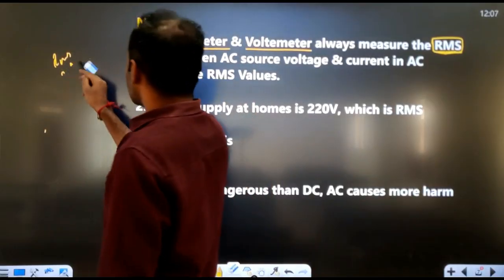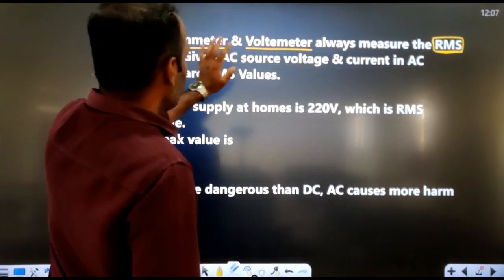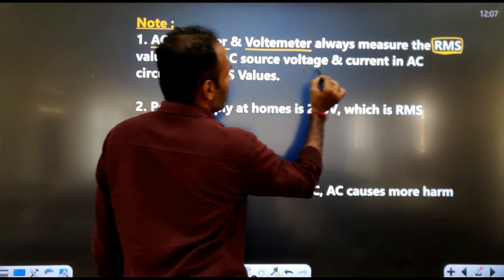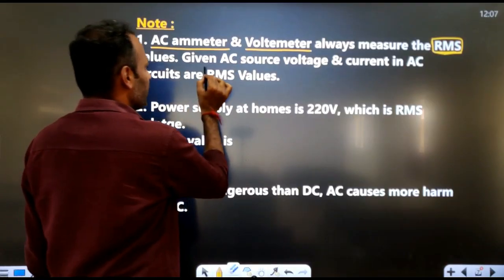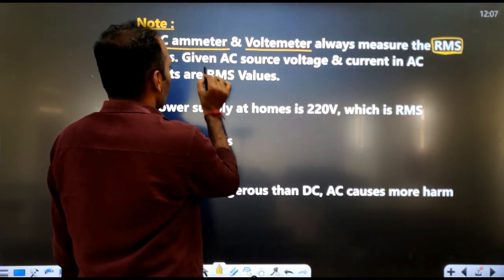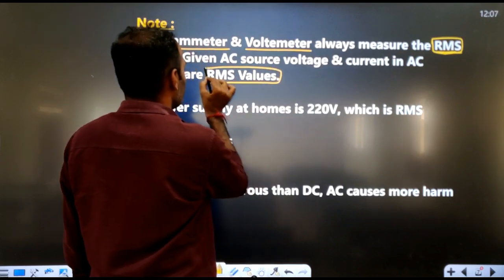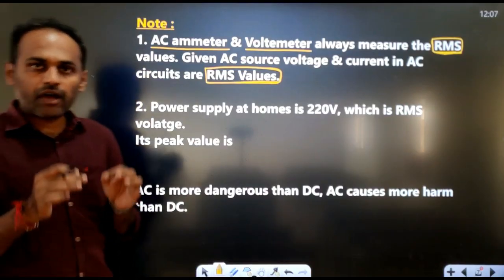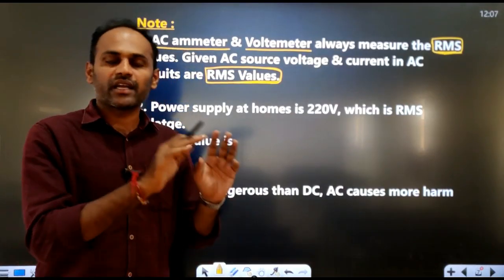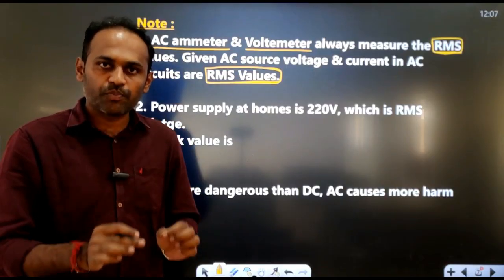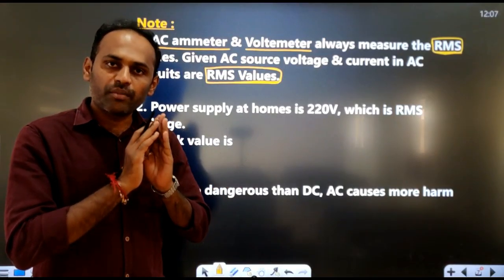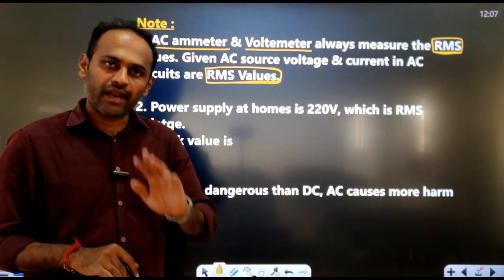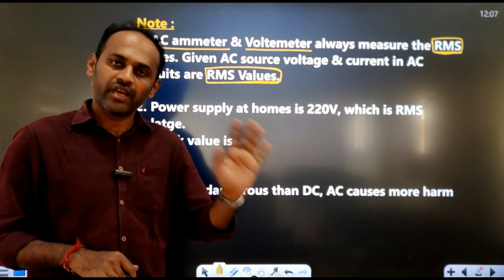So we got to know all AC ammeters and voltmeters will measure RMS values only. Given AC source voltage and current in the AC circuits are RMS values only. All given values are also RMS values only. If they have mentioned it as average value, take it as average value. If it has been mentioned as peak value, take it as peak value. If they have not mentioned anything in the question, directly 220 volt, directly 20 ampere, take it as RMS value, as IRMS, VRMS.